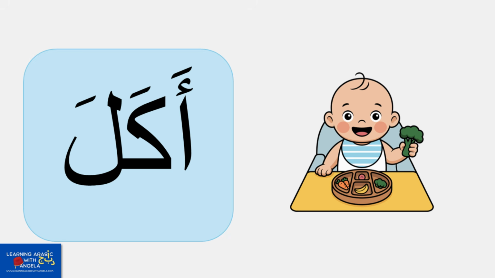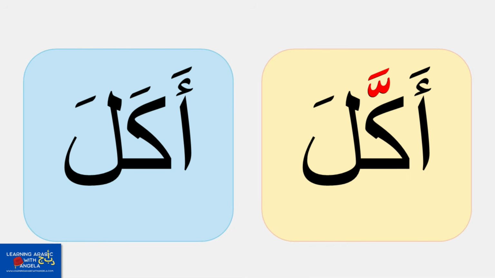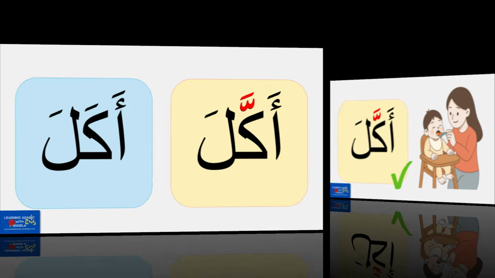Akala. This simply means to eat. Now watch what happens when we double the middle letter. Akala becomes akkala. We still have the same three root letters. The only difference is that we've doubled the middle letter. So can you guess what akkala means? Take a few seconds and think about it before I tell you.